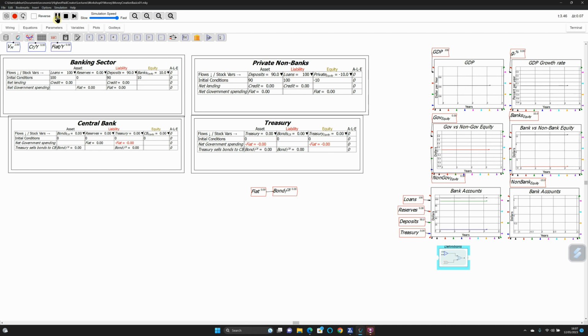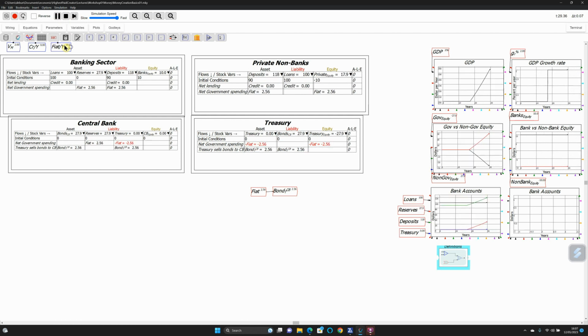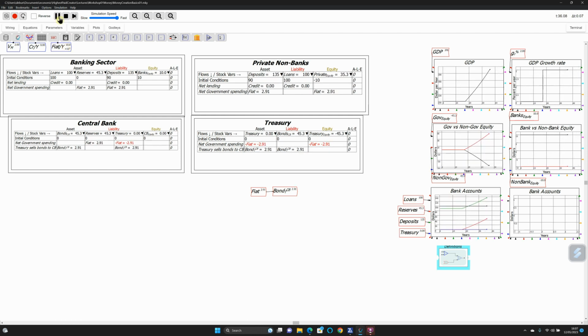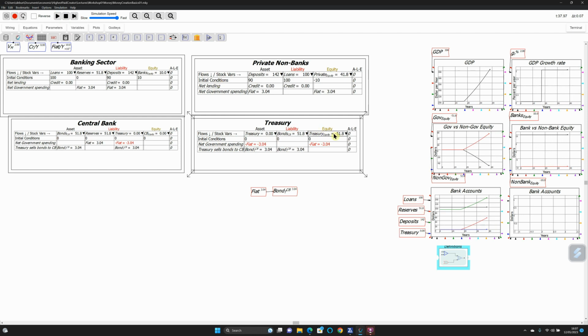Initially, I'll run it without any government spending inside there. Can the government spend in that situation? Yes, it can. We have Treasury equity going negative, as you can see. I'll just pause this for a moment. Negative equity for the government creating matching positive equity for the non-government sector. So we've got 51 minus 51.8 for the Treasury. That's giving us 41.8 equity for the non-bank sector, 10 equity for the banking sector.